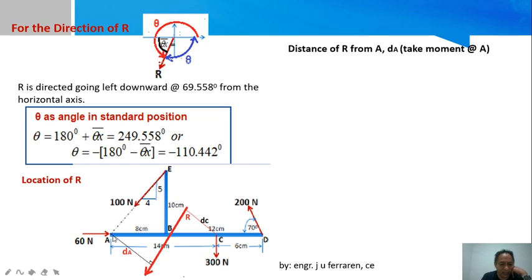So, if that's the case, then I can eliminate the effect of this as to moment effect, no? Okay, this will not produce any moment. So, two forces can be eliminated in your moment equation. So, do not include this anymore. That is why it's good to use A.